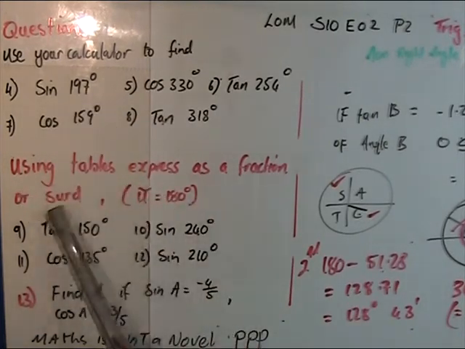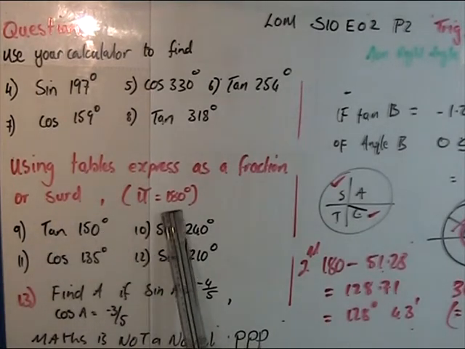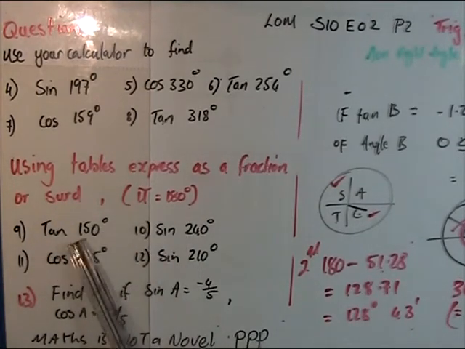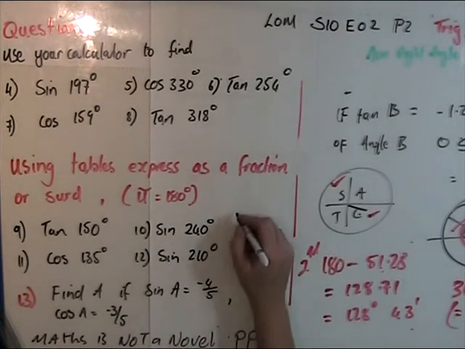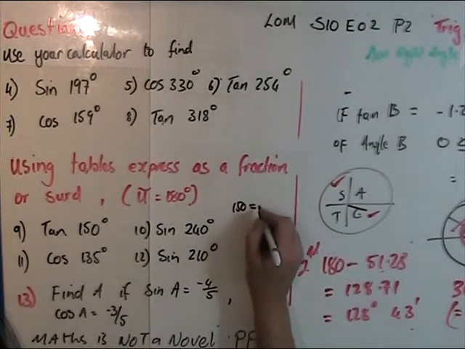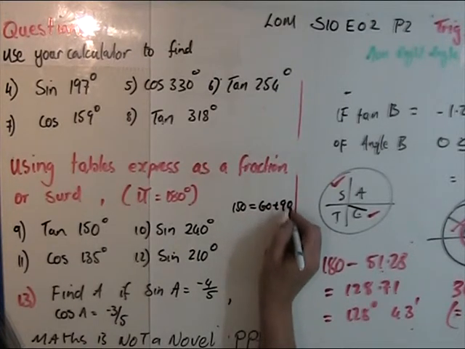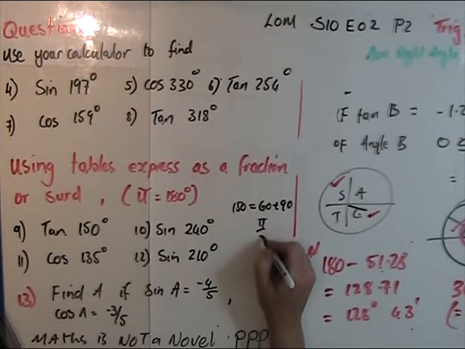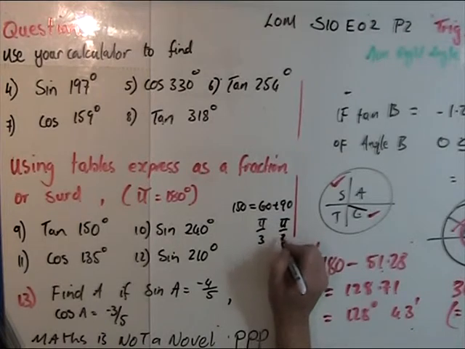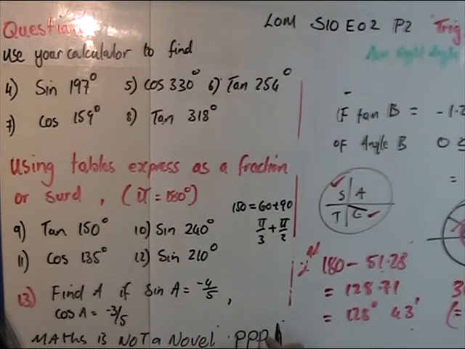Using the table, express as a fraction or surd, where pi is 180 degrees, tan of 150. Now 150 is equal to 60 plus 90. 60 is pi over 3 and 90 is pi over 2. So you're adding them. Get your values from your tables and then add your surds or your fractions.